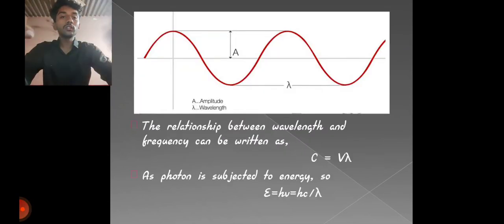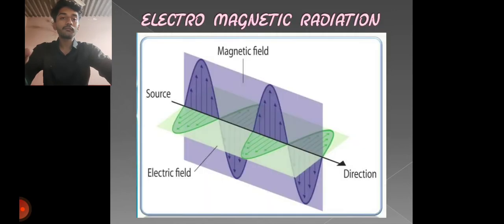So here on the screen you are seeing the structure of a wave. The structure of a wave consists of crests and troughs, where A represents the amplitude and lambda represents the wavelength. The relationship between the wavelength and the frequency can be written as C is equal to V lambda. As a photon is subjected to energy, so epsilon is equal to HV is equal to Hc by lambda.